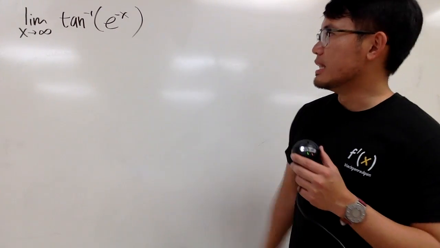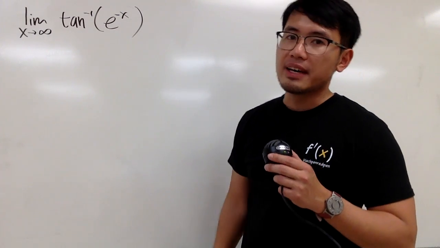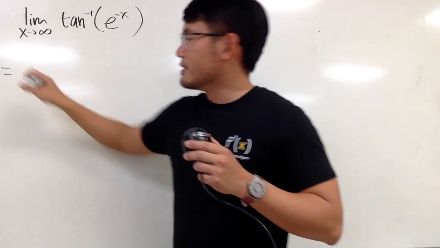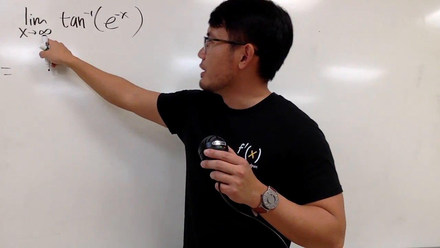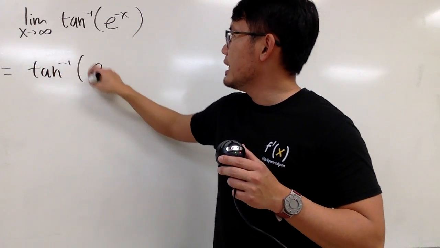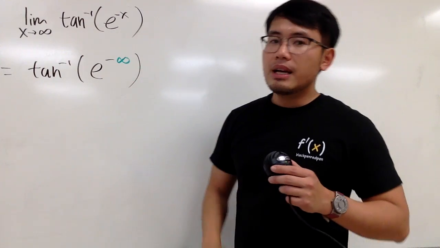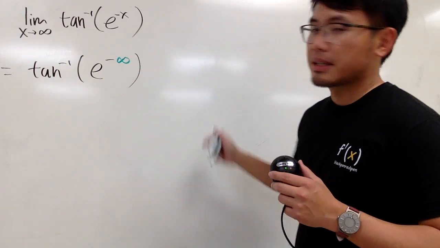We are going to calculate this limit, the limit as x approaching infinity, inverse tangent of e to the negative x. Well, this is nothing crazy. First of all, let's put the infinity right here. So we're looking at the inverse tangent of e to the negative infinity, right? And now, let's look at this part perhaps on the side.